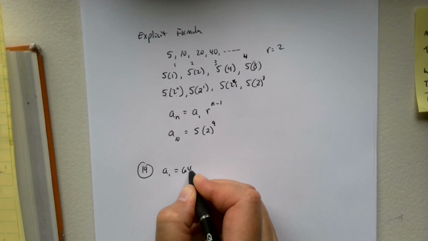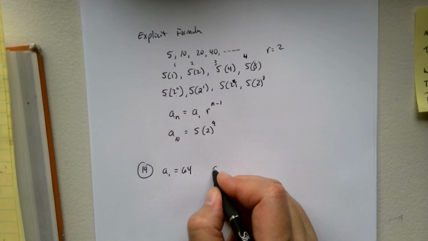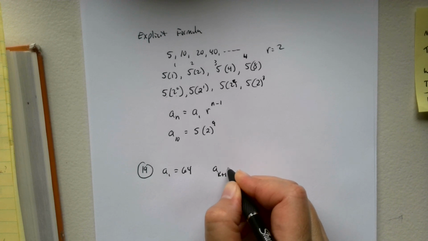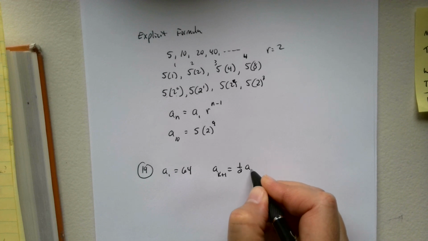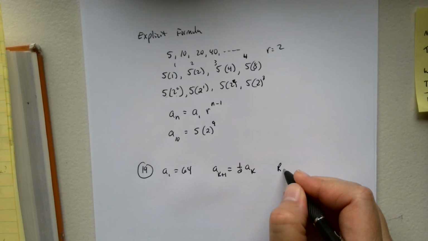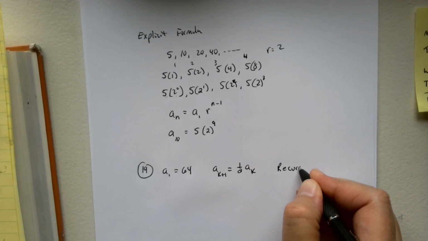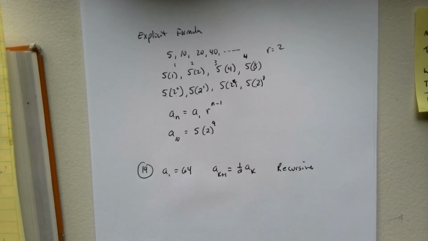So they're telling us that the first term is 64, and then they're giving us that weird notation again. A sub k plus 1 is equal to 1/2 a sub k. So this is our recursive formula that we talked about last week, and the recursive is helpful in figuring out what the common ratio is. It's going to be the 1/2, but it can't tell you any term out in the future. It can only tell you the one directly behind.